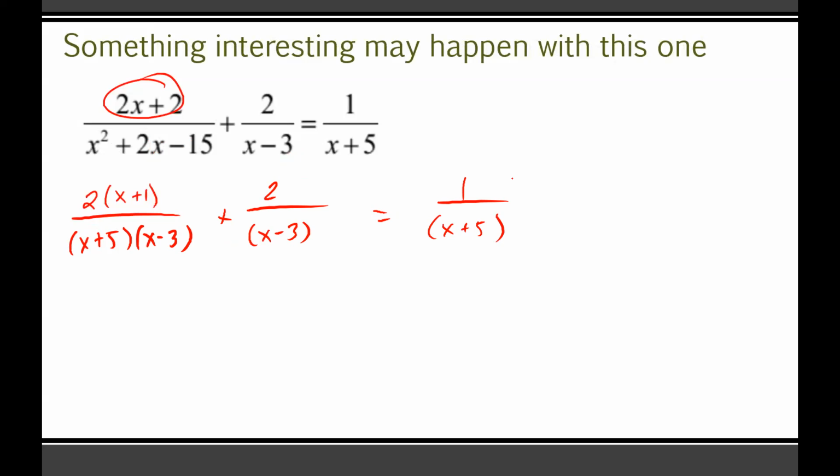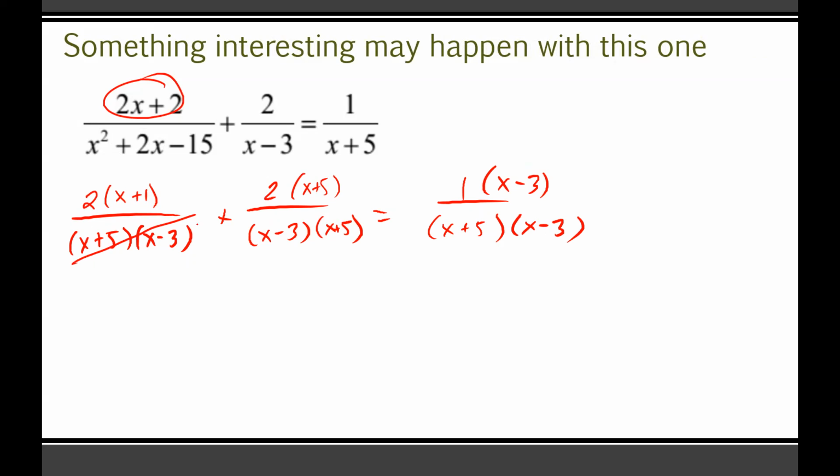Clearly, we have to make all of our denominators match. This one's good to go because this one already has an x minus 3 and this one already has an x plus 5. So we can just add an x plus 5 to the top here and to the bottom here. And we'll stick an x minus 3 to the top here and an x minus 3 to the bottom there. Just because I think we're kind of getting used to this idea of, if both sides have the same denominator, you can cancel it. I'm going to do something a little different this time.